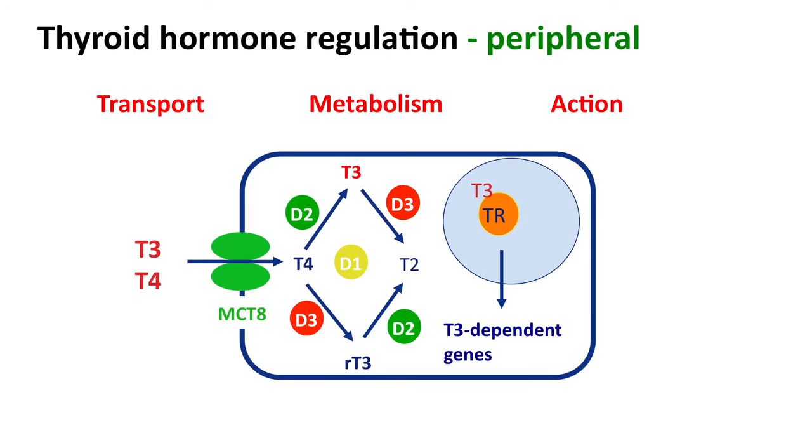So this slide reminds you how thyroid hormone is regulated at the level of the T3 end organs. Thyroid hormone transporters ensure adequate uptake of thyroid hormone into cells. When thyroid hormone enters the cells, it can be either activated by the type 1 or type 2 deiodinase or inactivated by the type 3 deiodinase. And thyroid hormone action, as you know, is exerted when the active T3 binds its nuclear receptor.